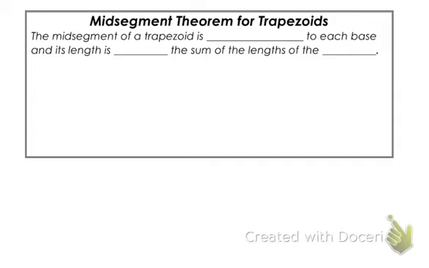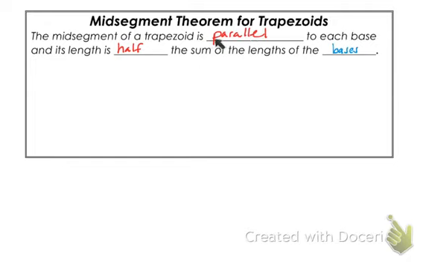Alright, so the last property is the mid-segment theorem for trapezoids. And the mid-segment of a trapezoid is parallel to each base, and its length is half the sum of the bases. So I'll talk about what this means in the next example.